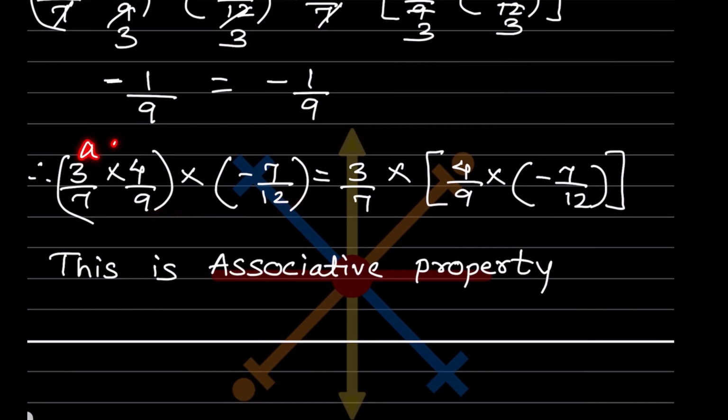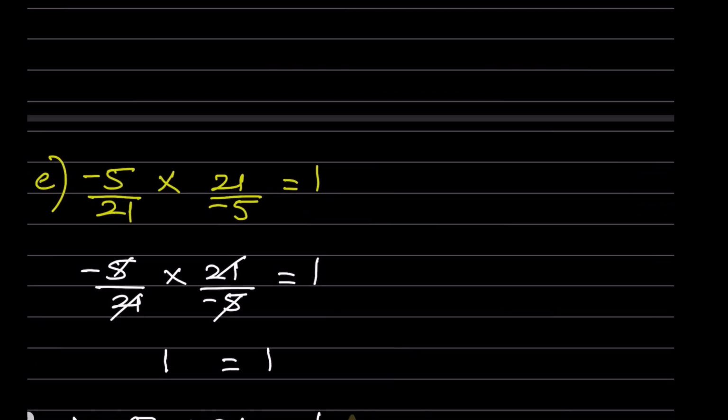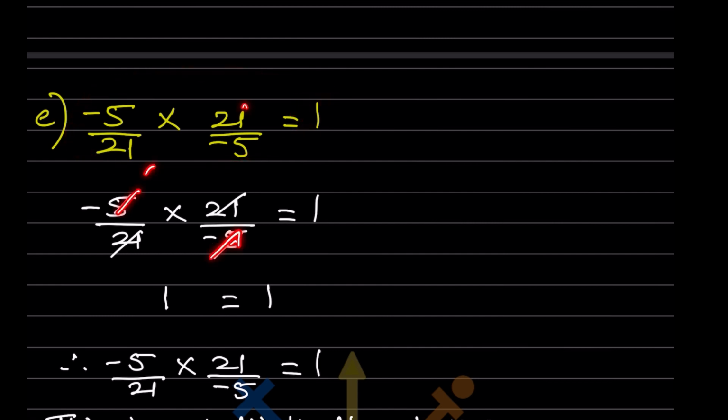Now what you can see, A into B into C. So this is going to be A into B into C. So what is that? Associative property. You can have a look at the properties. Now here the same thing is written here. Then I have simplified this one. Now what remains here? This is also negative. Negative divided by negative is going to be positive. So this is going to be just 1. And this is also 1.